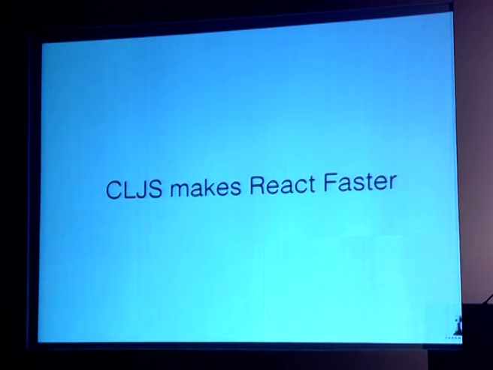There's no DOM updates. So ClojureScript actually makes React faster. So with Om and all these things, Om out of the box is twice as fast as React with native JavaScript, even though it's built on a language which compiles down to JavaScript and has its own overhead.